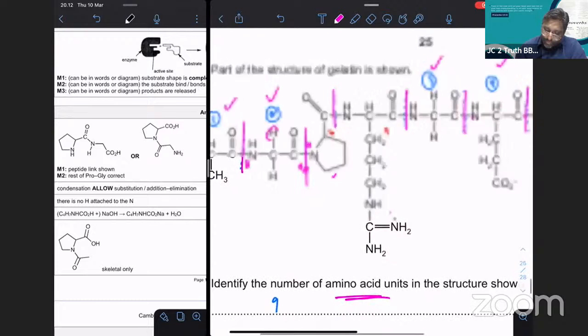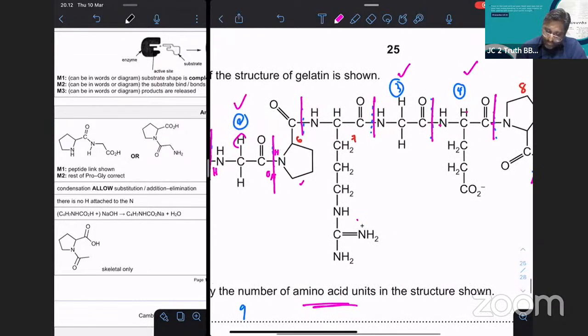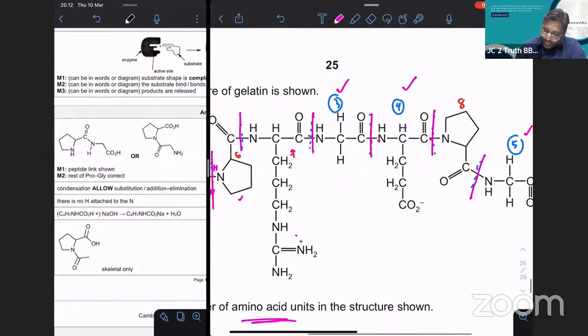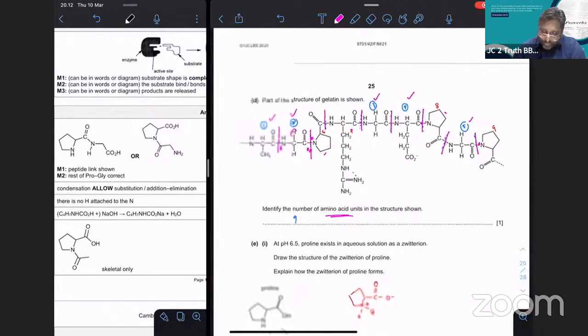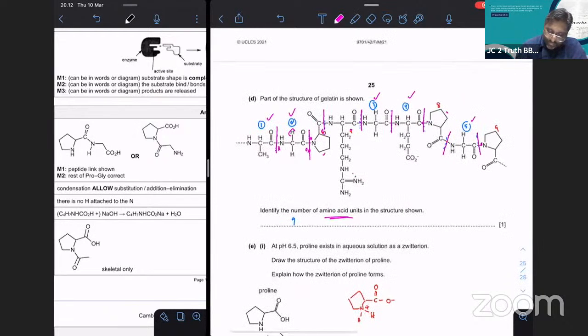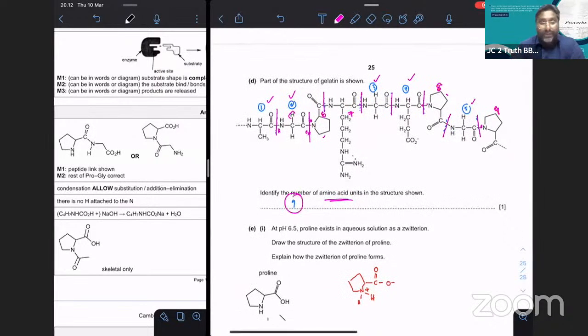So this one is going to be included. Also, you can see that this is also included, and H. And this is also included, and H. So when I count, 5, 6, 7, 8, and 9. There are a total of 9 amino acids over there.